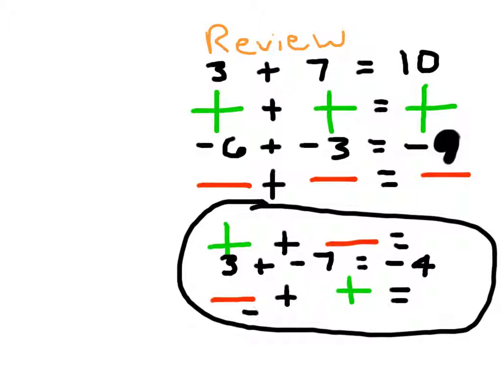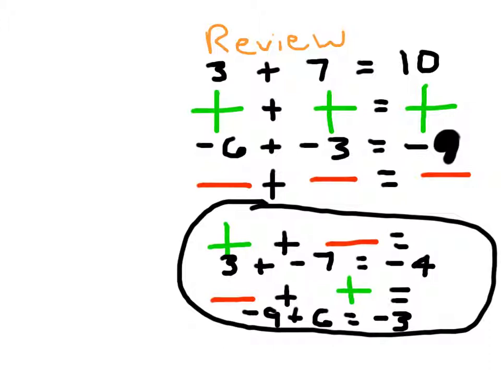Here's another example, negative 9 plus 6. And again, now we're comparing what and what? We're comparing 9 and 6. 9 is bigger than 6, so our answer again is going to be negative. And so negative 9 plus 6 is negative 3. We took 9 minus 6.